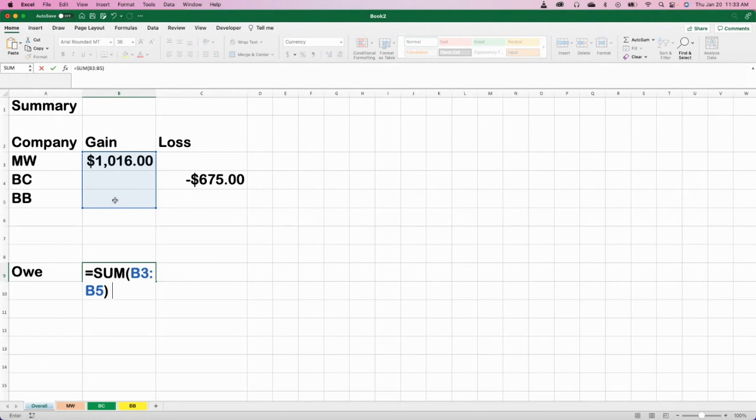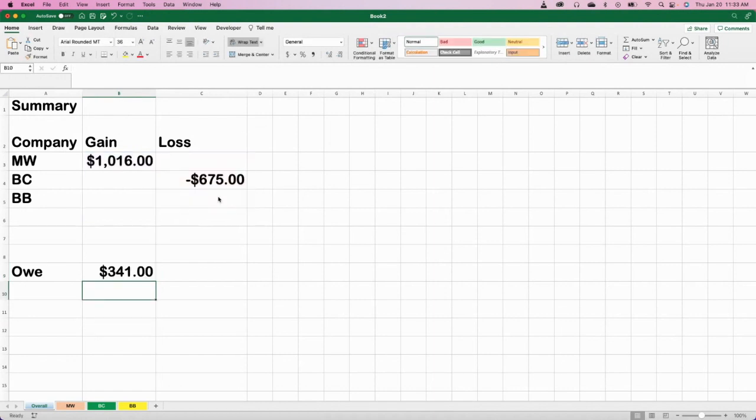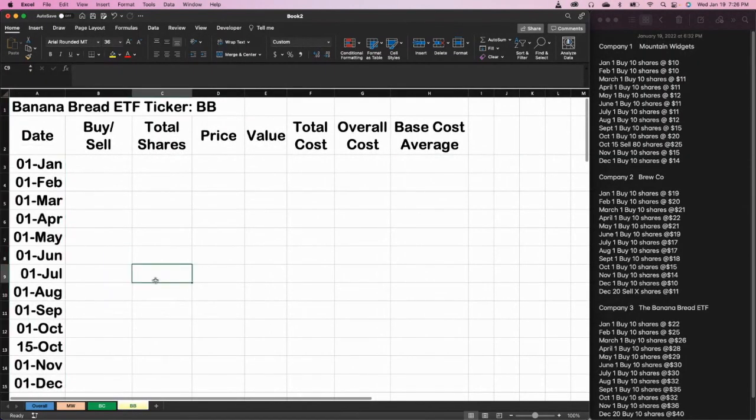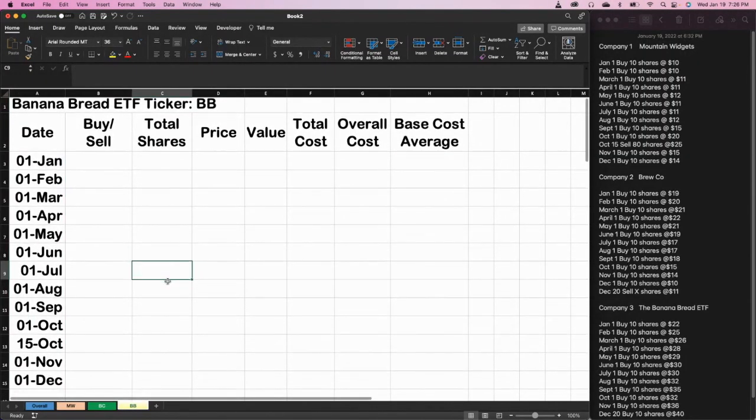In this case, we're also going to add to it our losses. So we would do another sum. We'll just drop that in there. Bang, bang, and there you go. So we owe $341.